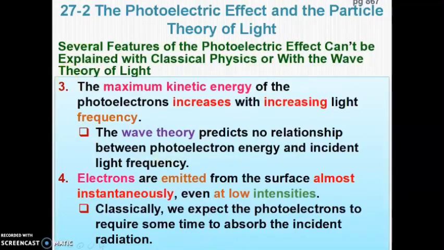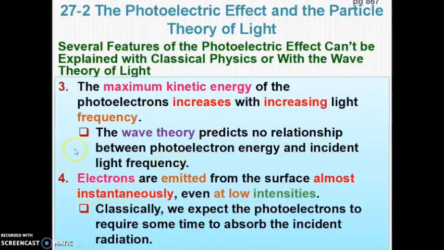Next one, number 3. The maximum kinetic energy of the photoelectron increases with increasing light frequency. It means that KE max depends on the frequency. But the wave theory predicts no relationship between the photoelectron energy and the incident light frequency.